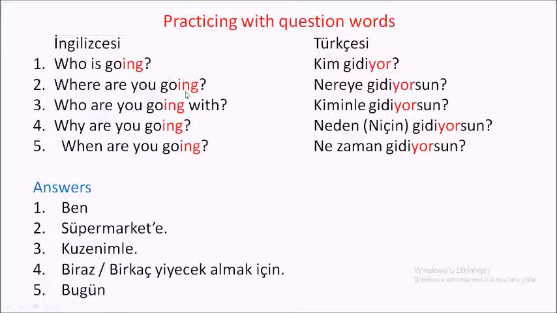Who is going? Where are you going? Who are you going with? Why are you going? When are you going? So, Turkish means Türkçesi, English means İngilizcesi. Now, kim gidiyor? Nereye gidiyorsun? Which means you, okay? Because of sun. Kiminle? Kiminle means with whom. Kiminle gidiyorsun? Neden gidiyorsun? Or we say in Turkish, niçin gidiyorsun? Okay. Ne zaman gidiyorsun? Which means when are you going?